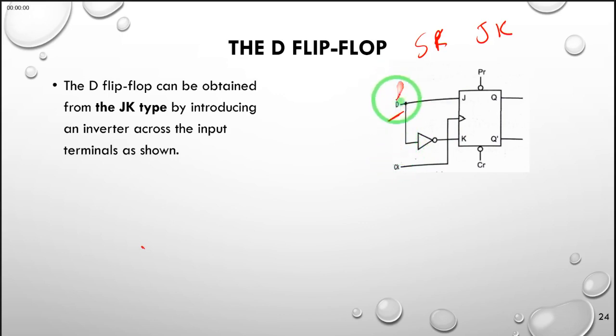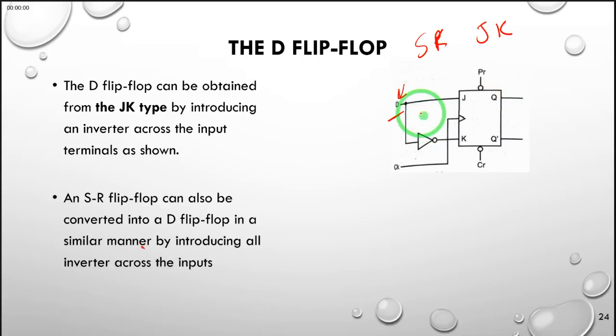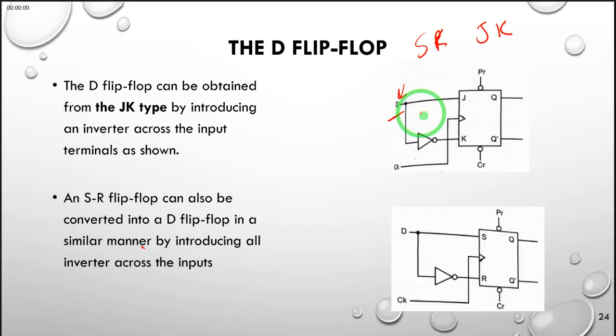And this is called D flip-flop because it also stands for delay flip-flop. And we'll see why it's called delay, because the output follows what is coming at the input with one clock pulse delay. So the D flip-flop may also be obtained from the SR flip-flop, again by introducing an inverter across the inputs. So we can form a D flip-flop from either JK or SR flip-flop by doing the same thing, and we end up with the same result.